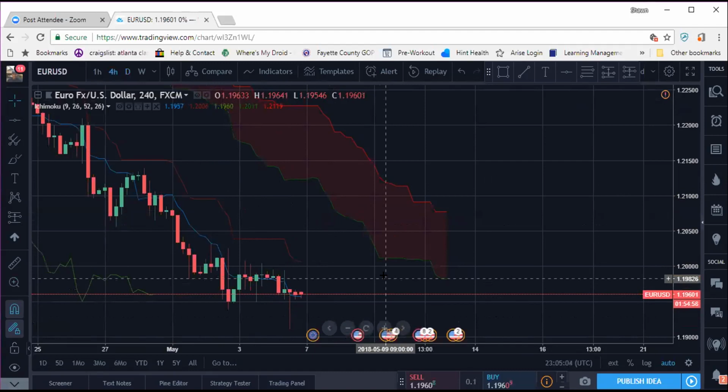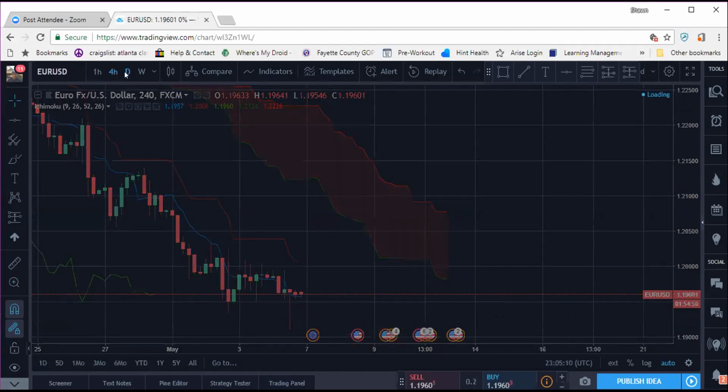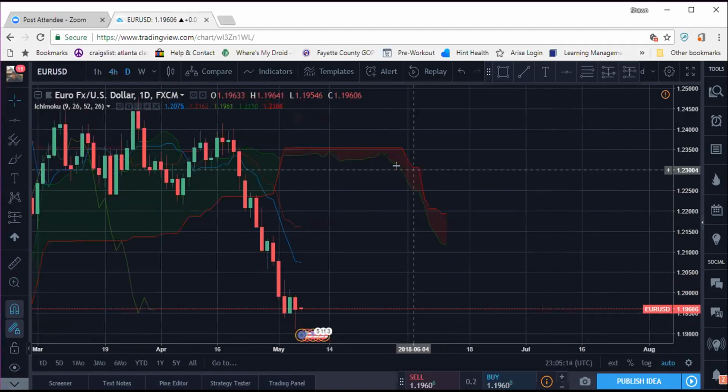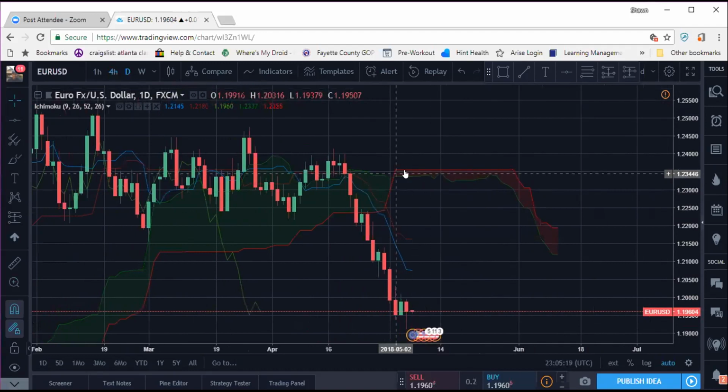And then, Sean, if you don't mind, would you mind going back to the 1 hour? I mean, I'm sorry, the day chart, and see where the top of the cloud is, where it kind of had that long period of consolidation. All of that red right there.